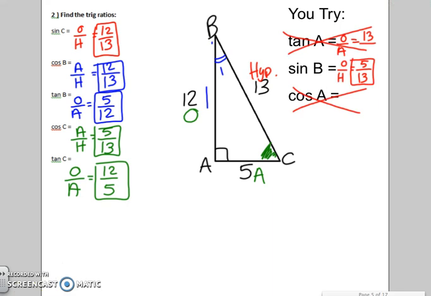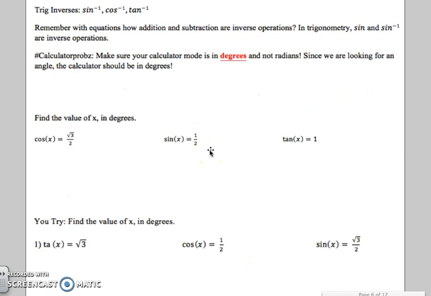We stumped you on tangent of A and cosine of A because you cannot use the right angle to find a ratio, because they're both adjacent and then your opposite is your hypotenuse. So I didn't mean to trick you on that one, but wanted to throw it out there. So you could only find the sine of B, and so you would do opposite, which is 5, over hypotenuse, which was 13, okay? So again, you can only do sine, cosine, and tangent from the angles that are not the right angle, okay? All right, moving on to trig inverses.